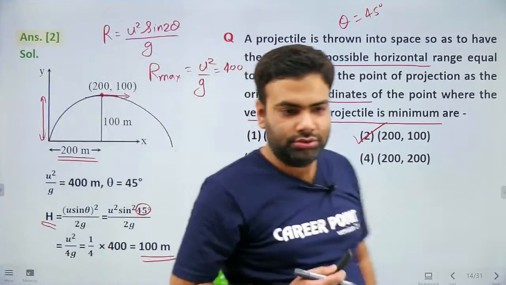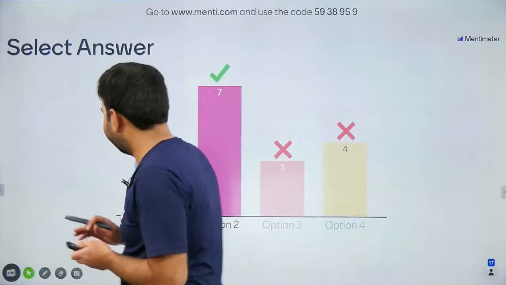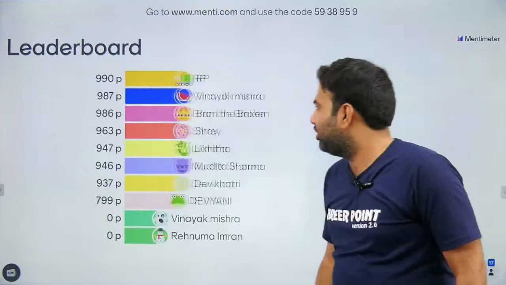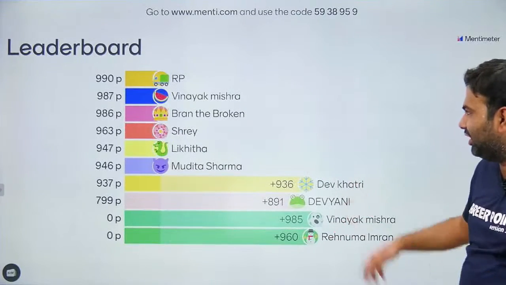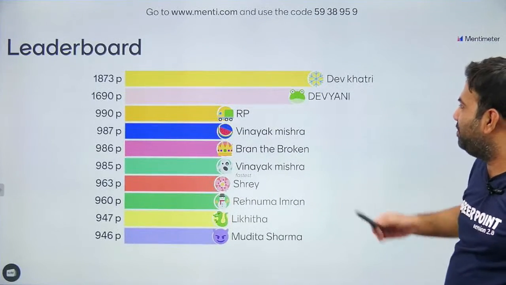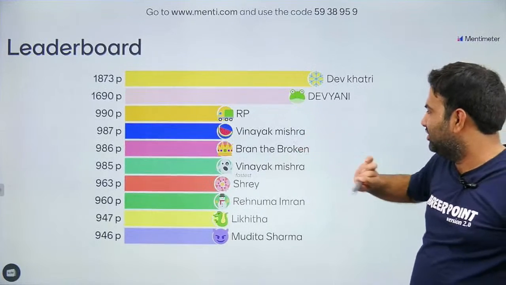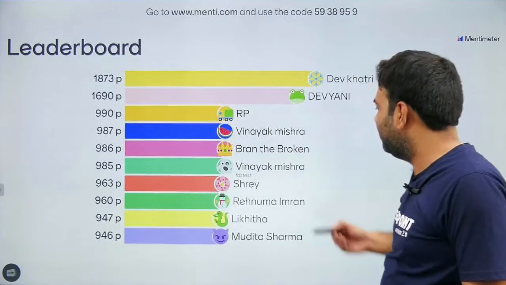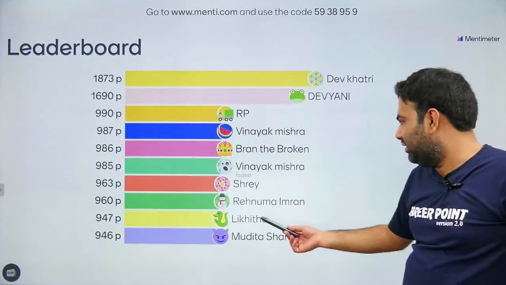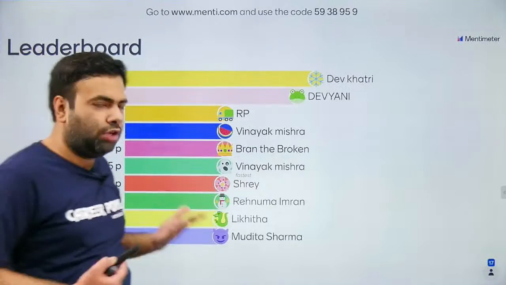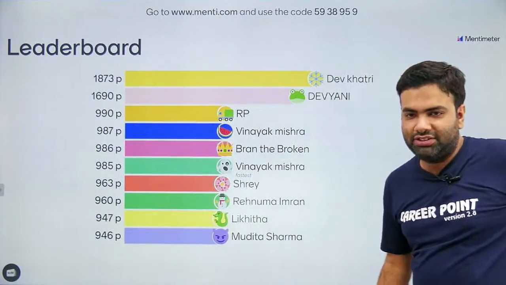Okay. So, let's see the leaderboard. What is the ranking of all of you according to the leaderboard? According to the leaderboard, there is some shuffling. There are some students who have given the correct answer. Dev Khatri is on top, Devyani is second, then RP, Vinayak, this broken person, then Vinayak Mishra. We have two Vinayak Mishra. How? Same name, same surname. Then Shrey, then Imran, then Likita, then Mudita. Okay, Garaj, you are in 11. Don't worry. We have a lot of questions. You can improve your rank. No, Vinayak, you have to solve.